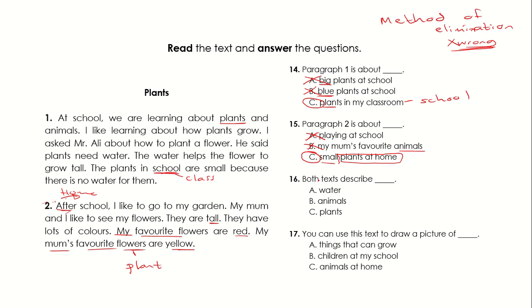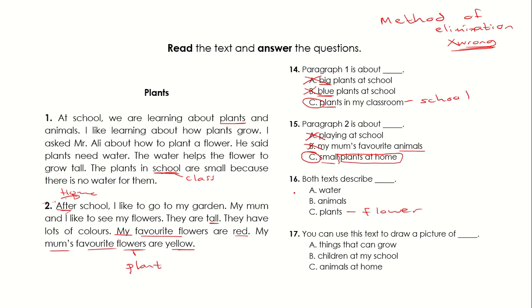Question 16. Both texts describe. So now we are looking for one of these words that are in both the texts. Remember, before looking for the words, try and list the synonyms, the words with the same meaning, next to it so you know what to look for. Water is water, right? Animals, the name of any animal that we saw. When we read through here, I didn't see any animal's name, but I did see, next to plant, flowers, right? They spoke about flowers a lot.